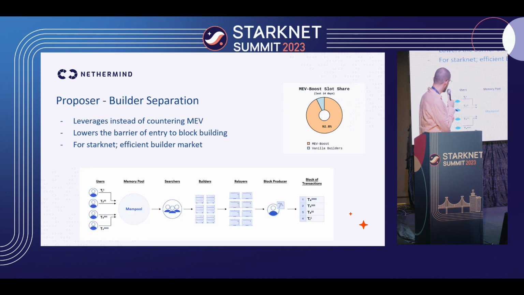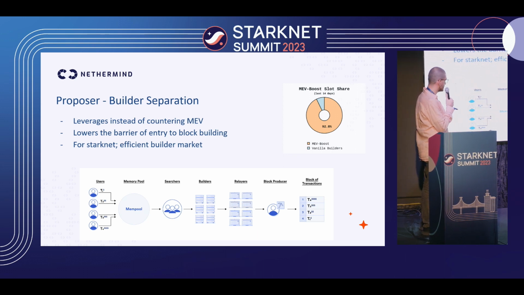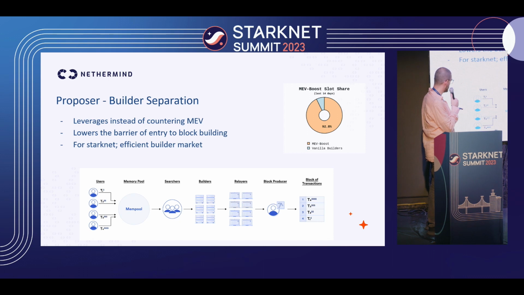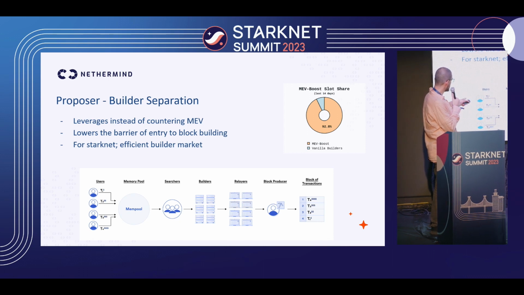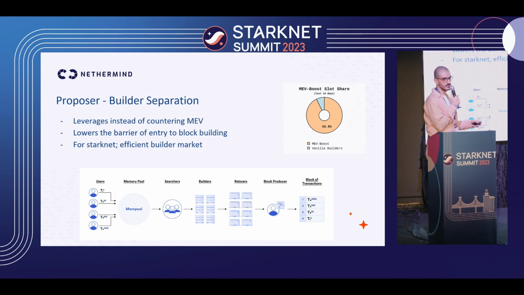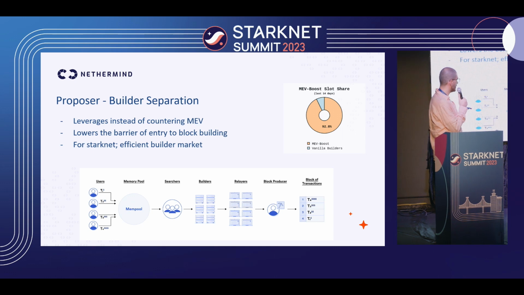This is what a PBS-based MEV supply chain looks like. The users create transactions, they get pooled, they get put in a private mempool, and searchers with capable hardware search for MEV opportunities in this pool of transactions. They create bundles out of them, which extract the MEV. And the bundles get sent to builders, which build entire blocks out of those bundles.